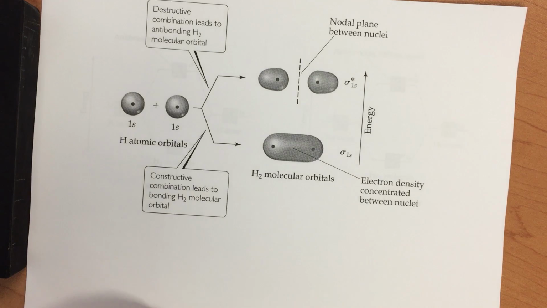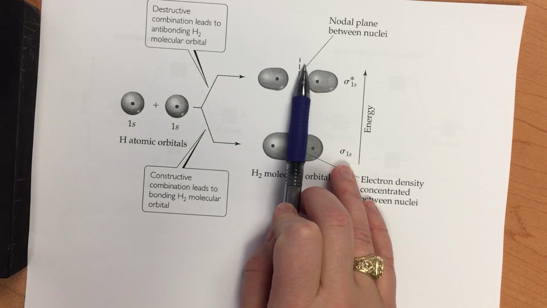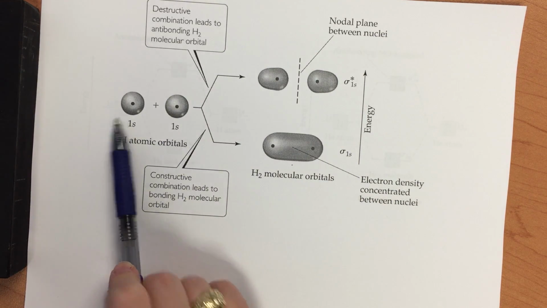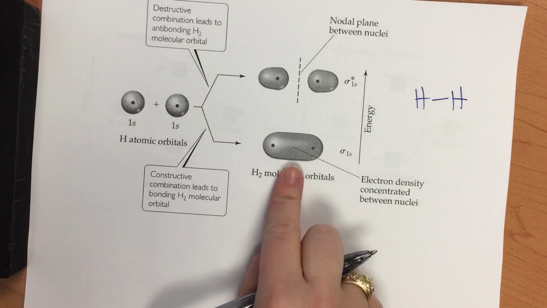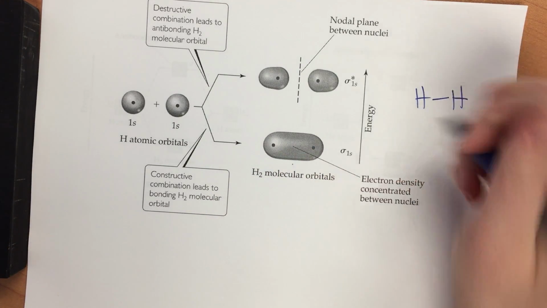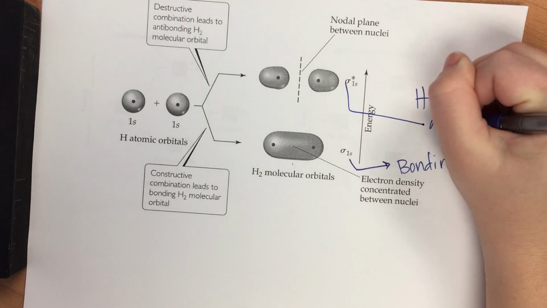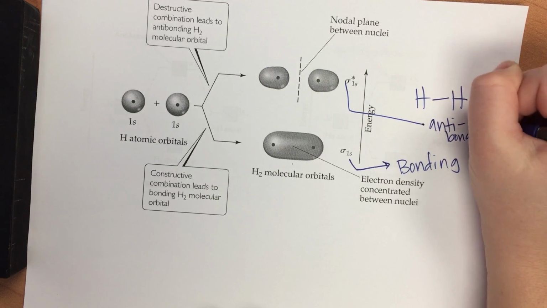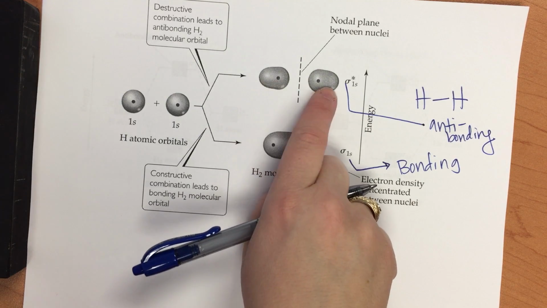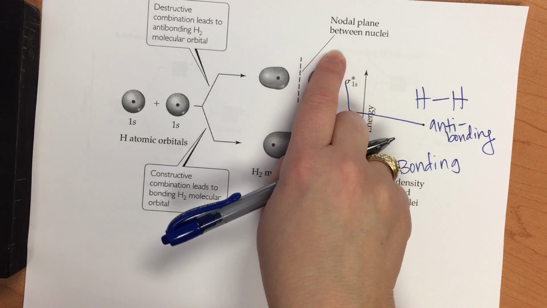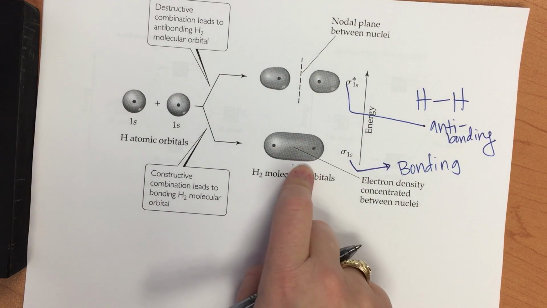So what does that really mean? Now, if we think about waves, you can add waves together and have positive interference or negative interference. So in this case, the two 1s orbitals, we're going to make an H2 molecule. We're going to add together the two 1s orbitals, and you can see this is the sigma 1s. So this is our bonding interaction. This is anti-bonding. So we have a positive overlap and a negative overlap. You can see there's a nodal plane between the two nuclei. So this is the destructive combination. This is positive interaction, okay?